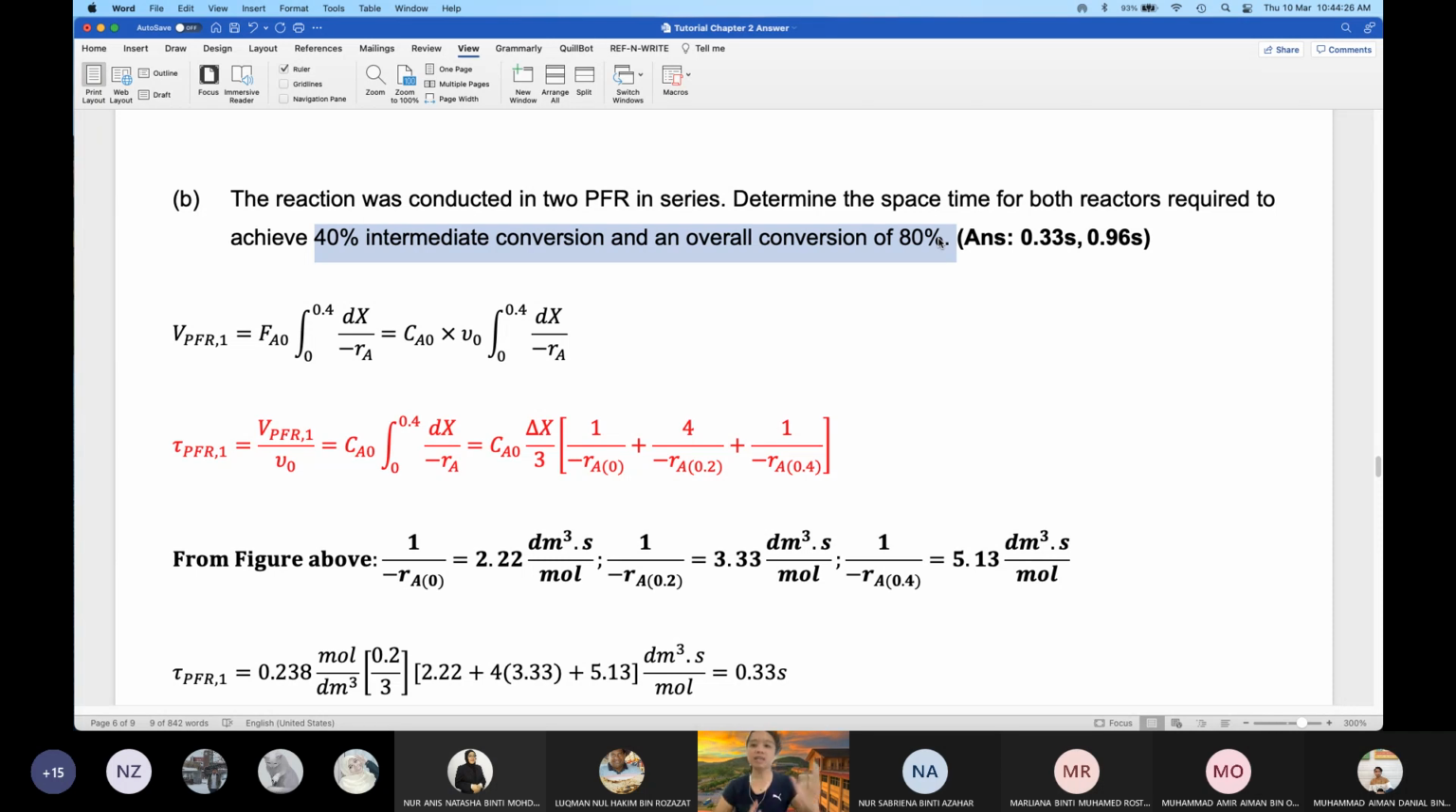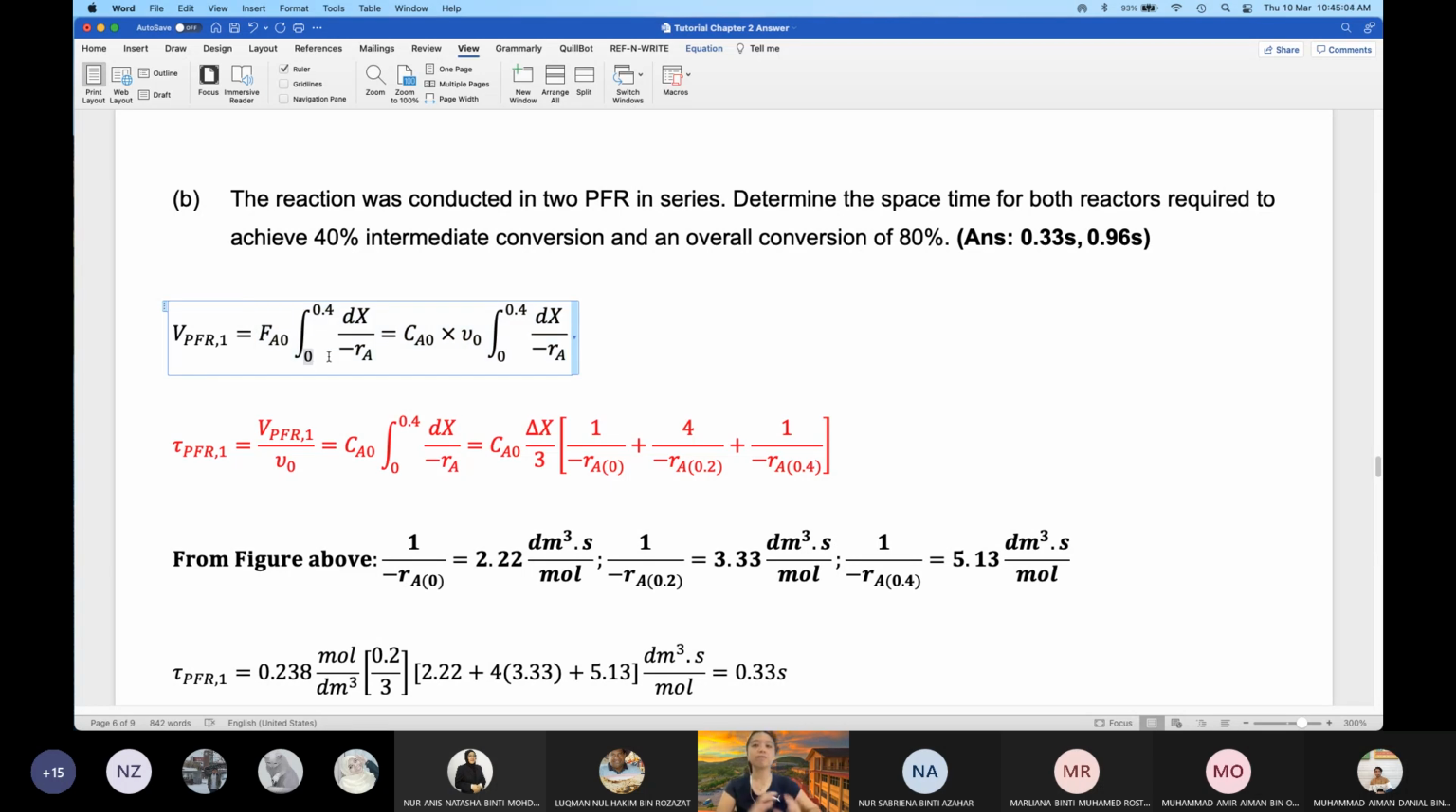Katakan kamu tak sure, again, kamu start je dengan design equation. Sebab kalau melibatkan plot, the table, definitely it will start first from the design equation. So let us start from the design equation. Design equation untuk PFR. Sebab dua reaktor in series, reactor 1, reactor 2. So volume reactor 1 equals to FA0 integrating 0 to 0.4, sebab reaktor pertama achieve X1 0.4, dX per minus RA. Ni yang kamu tahu yang design equation.